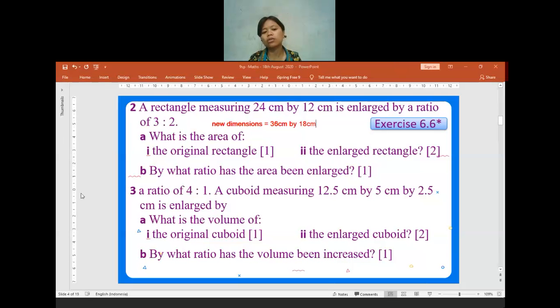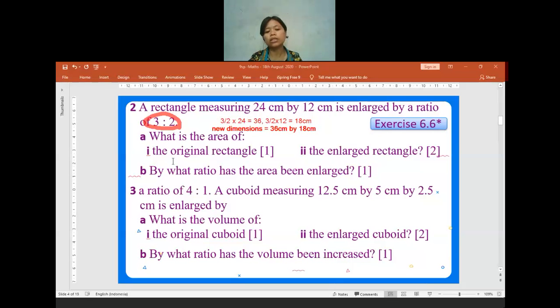How do I get 36 centimeter by 18 centimeter? All you have to do with the ratio is change it into a fraction. So you will have 3 out of 2. 3 per 2 times 24, you will have 36, and do the same thing for the 12 centimeter. So it will be 3 per 2 times 12, which equals 18 centimeter. That's why the new dimension will be 36 centimeter by 18 centimeter.